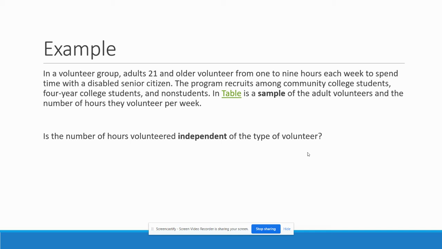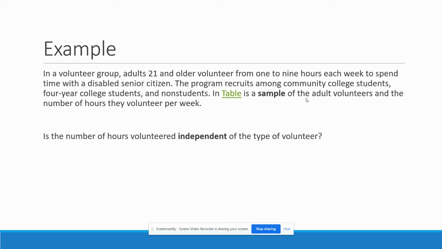All right, let's look at the first example that we're going to do. In a volunteer group, adults 21 and older volunteer from 1 to 9 hours each week to spend time with disabled senior citizens. This program recruits among community college students, four-year college students, and non-students. On the next slide, there's a table of the sample of adult volunteers and the number of hours they volunteer per week.